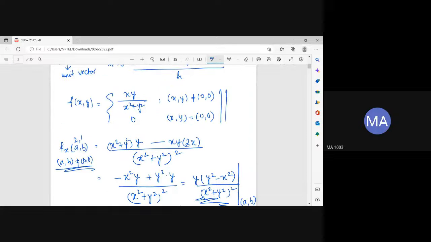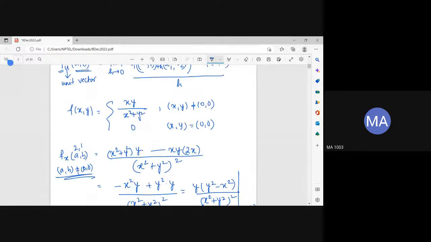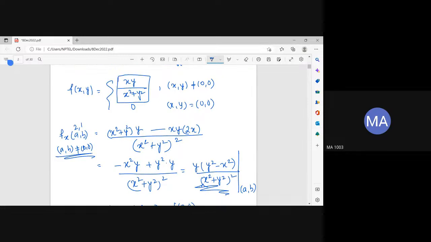Ma'am, could you explain that step? When a, b is not equal to 0, 0, what did you do there? I did the usual partial derivative: keep y constant and differentiate with respect to x. The function is of the form u by v, so I've applied the quotient rule, differentiating with respect to x, because x is there in the numerator and denominator.